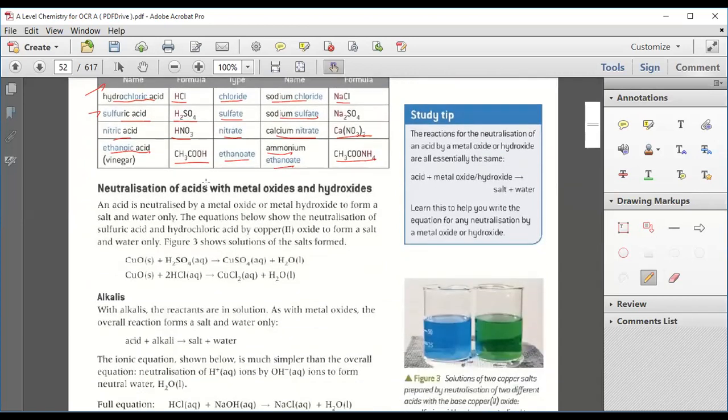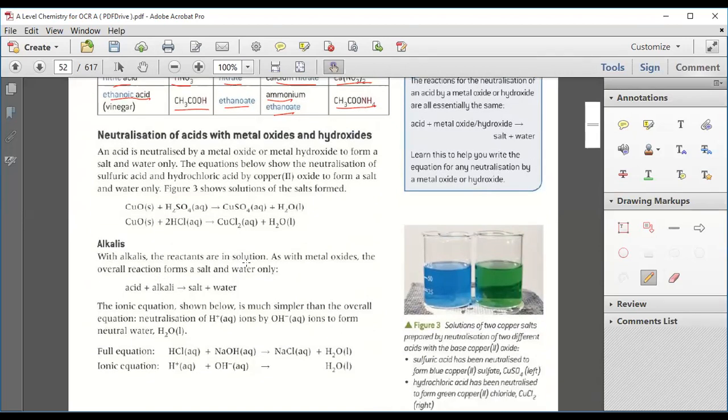Okay. Now, neutralization of acid with metal oxides and hydroxides. Acid also neutralizes with metal oxides and hydroxides. Hydroxides we have done, that is the base only, and all the metal oxides are basic in nature. With alkali, the reactants are in solution. The overall reaction forms a salt and water only. That is, acid plus alkali gives you salt plus water.